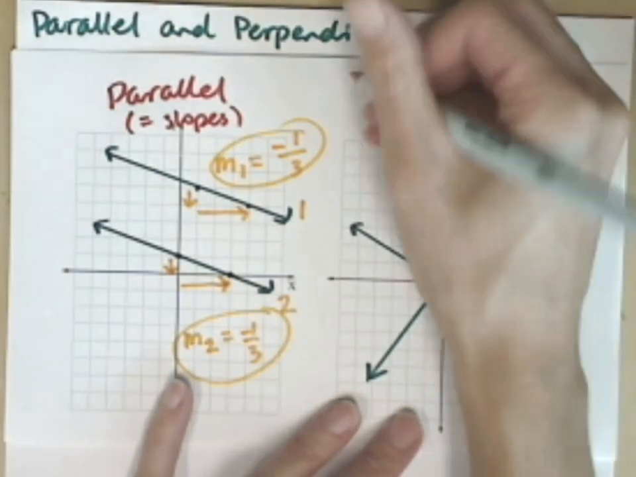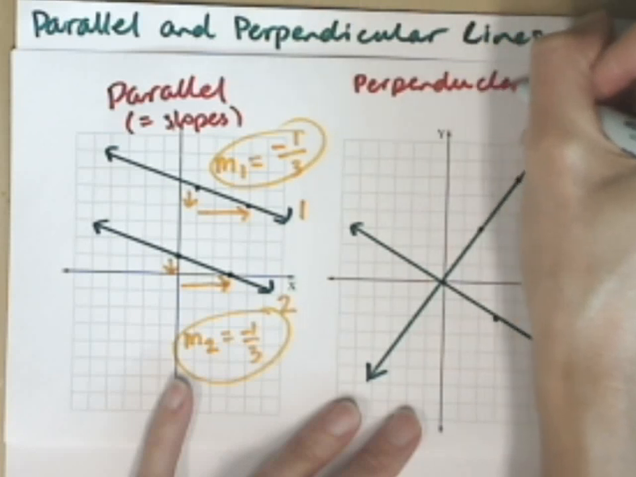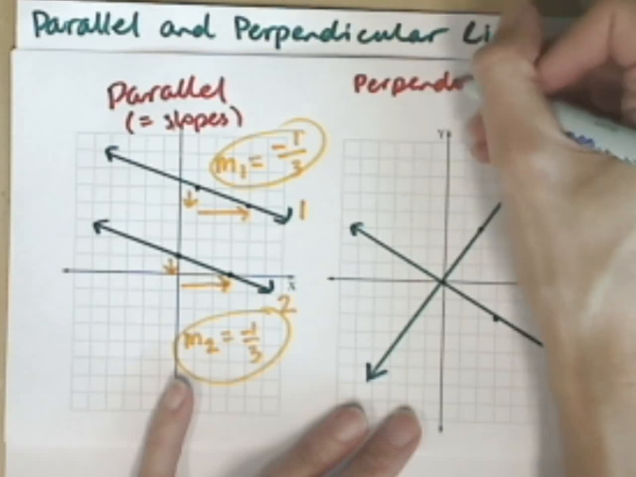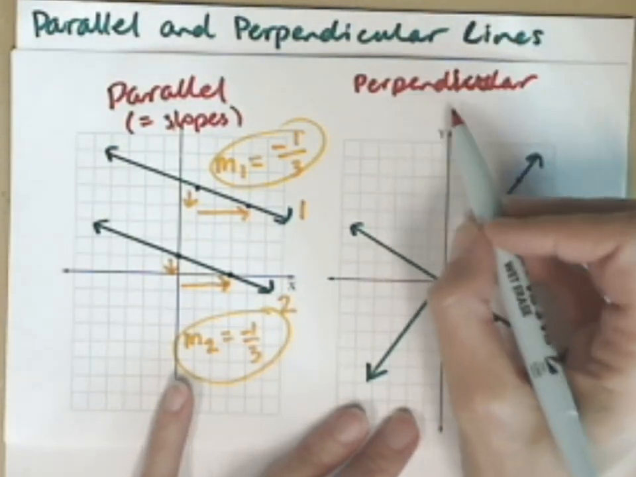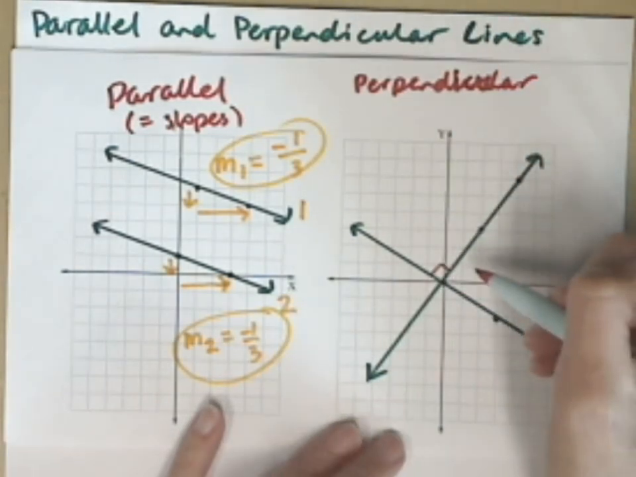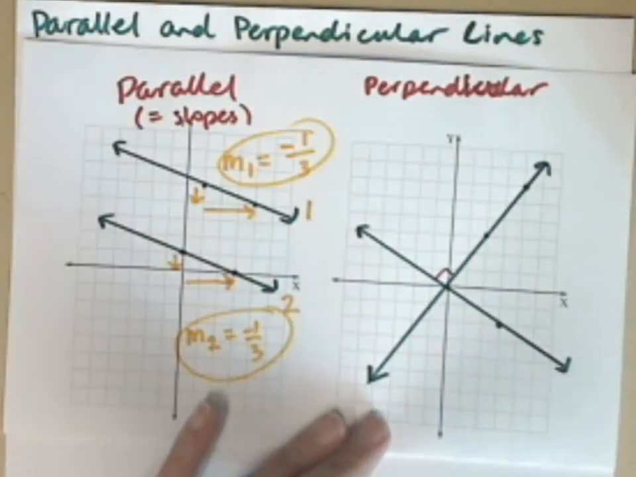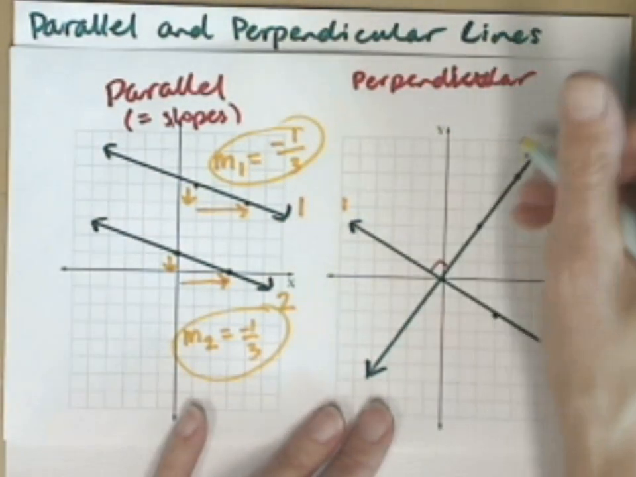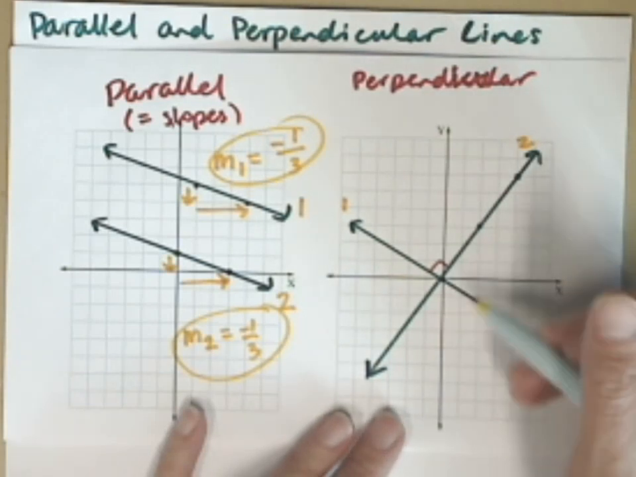My second set of lines are perpendicular. Perpendicular lines meet each other at a right angle or a square corner right here. But again, we want to compare these with slopes. So as I'm looking at these lines, I'm going to have line number 1 and a line number 2, and I'm going to look for a couple of nice points to figure out what their slope is.